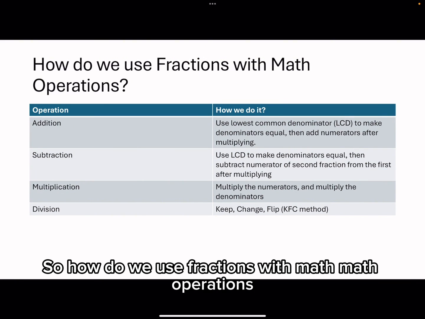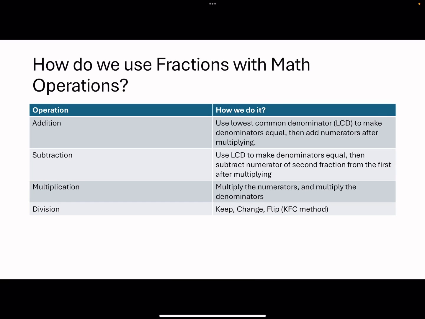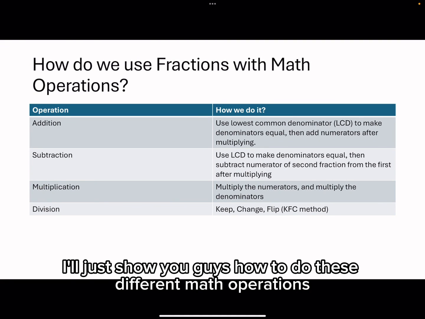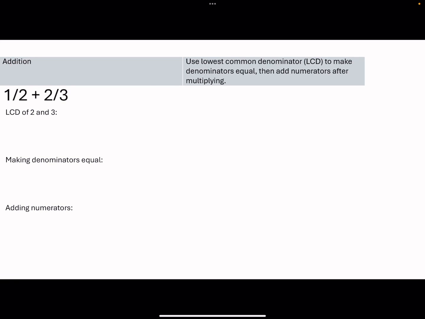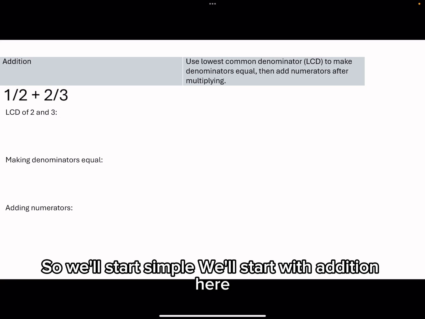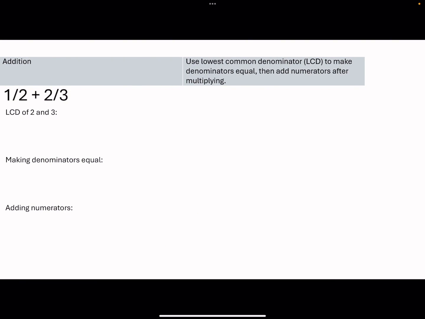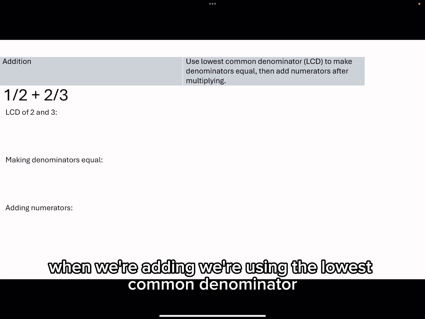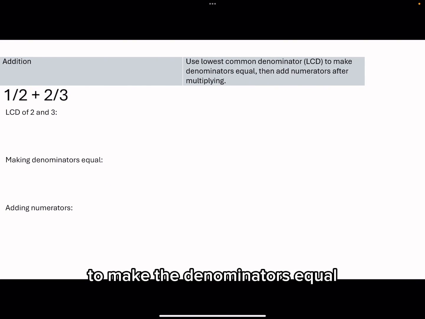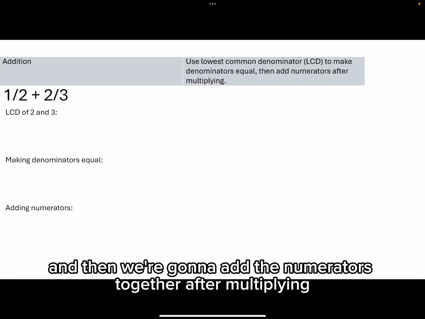So how do we use fractions with math operations? I won't read all this out. I'll just show you guys how to do these different math operations. We'll start simple with addition. We'll start with 1/2 plus 2/3. When we're adding, we use the lowest common denominator to make the denominators equal, and then we add the numerators together after multiplying.